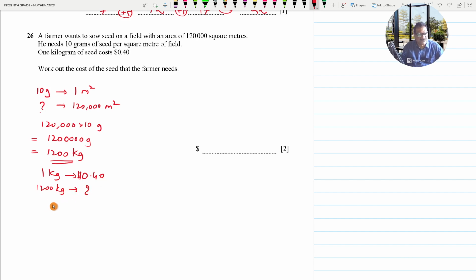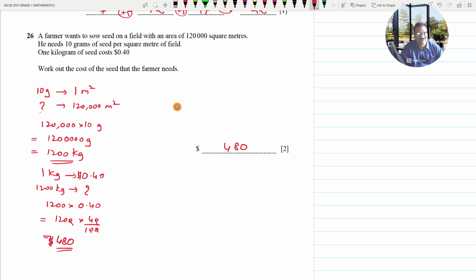So the cost of 1200 kg will be 1200 times 0.40, which is equal to 1200 into 40 upon 100. This 0 goes, this 0 goes. So it is 12 into 4 is 48, and this 0 for 480. So $480 should be the answer. This is the cost of the seed that the farmer will have to bear.